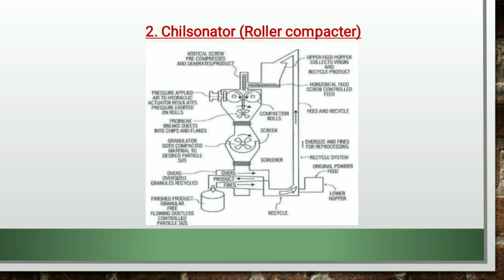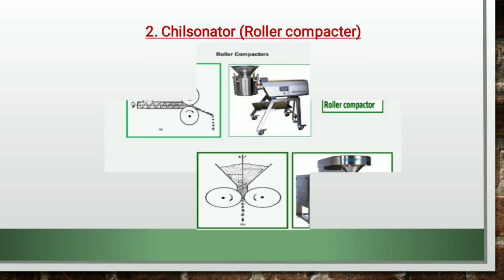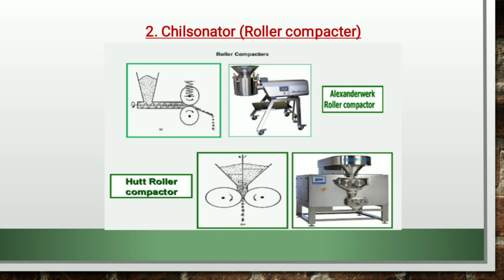Further, as you can see here, roller compactors can be of two different types: the Alexanderwerk roller compactor and the Hutt roller compactor. The Alexanderwerk roller compactor can be called the horizontal oriented roller compactor, and the Hutt roller compactor can be called the vertical oriented roller compactor.